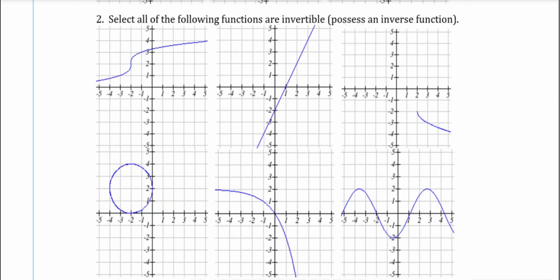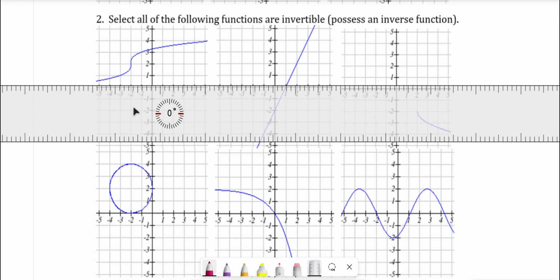Question 2 is actually asking the same question, because those functions that possess an inverse function are exactly those that pass the horizontal line test. So let's try it again.